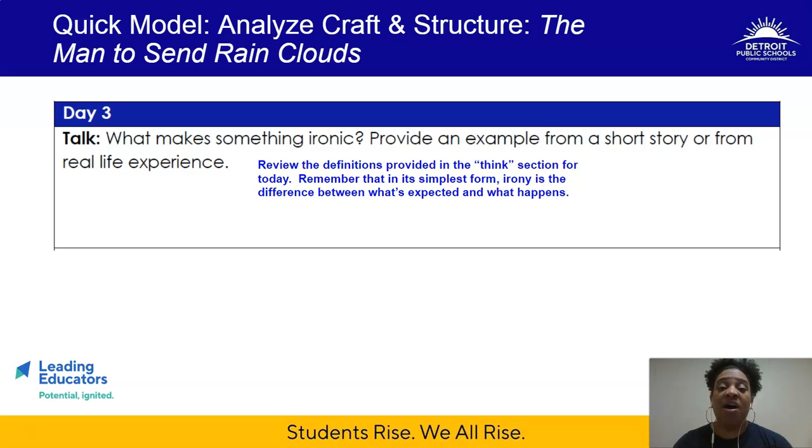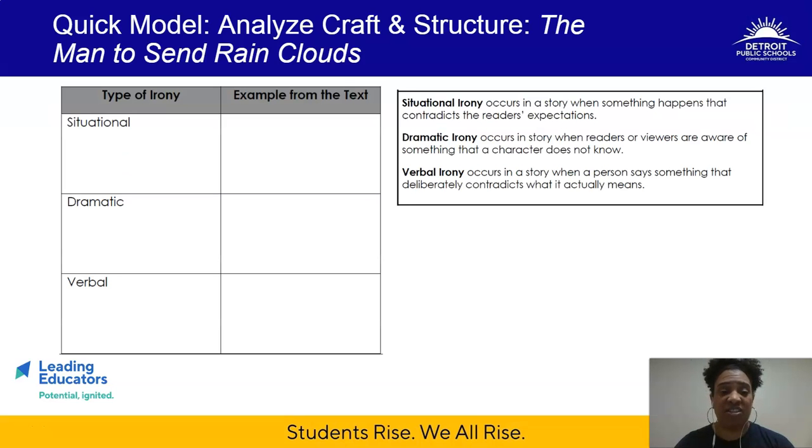So we didn't go over those at length yet, but you can if you'd like to go back and do that. Or you can simply remember that in its simplest form, irony is the difference between what's expected and what happens. This reaches way back to some text from weeks ago. And so if you have a general sense of what irony is, you can talk about that without going through the specific types of irony from the Think section, and what your overall impressions are of how you've absorbed and interpreted what irony is, and then come up with and generate some examples. So that's how you approach the talk section for today.